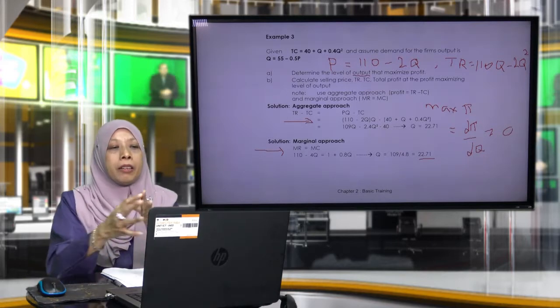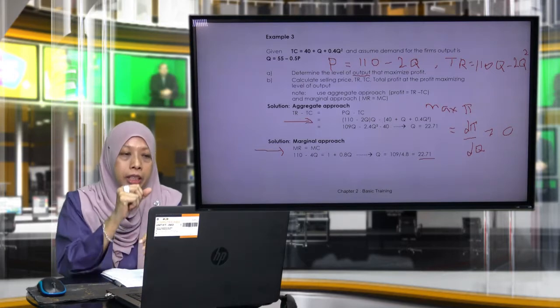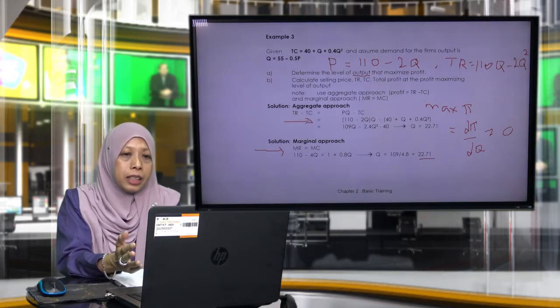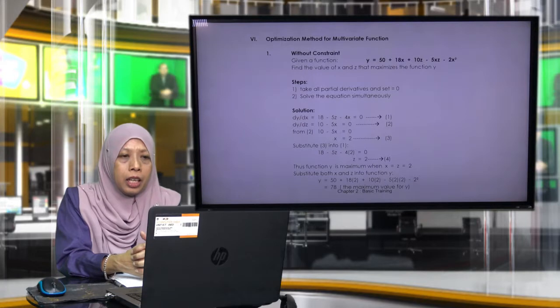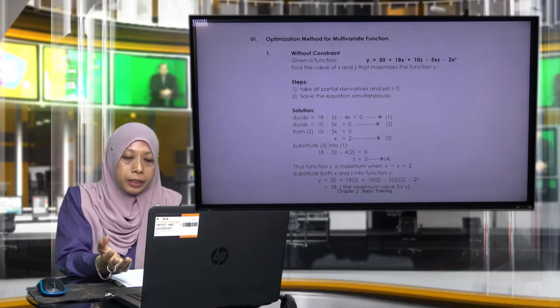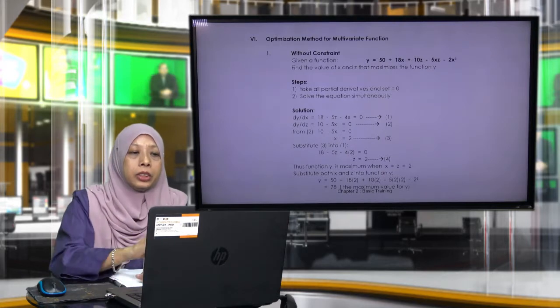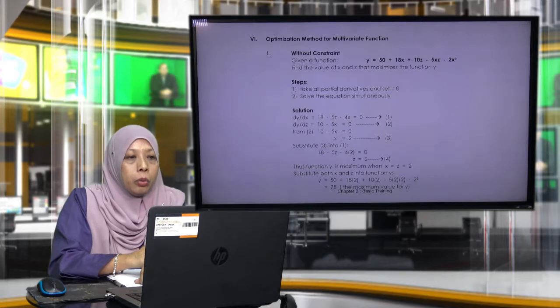Right. So all three examples require you to optimize a function, and these functions are all univariate functions. But what if you are dealing with a multivariate function? This brings us to the next section. We want to find out how to optimize a multivariate function.